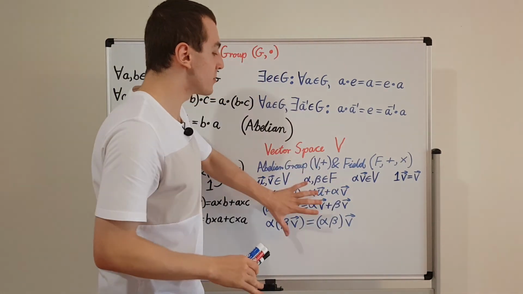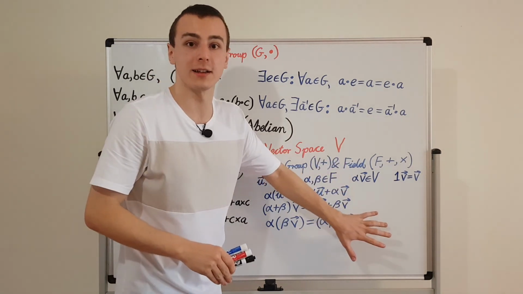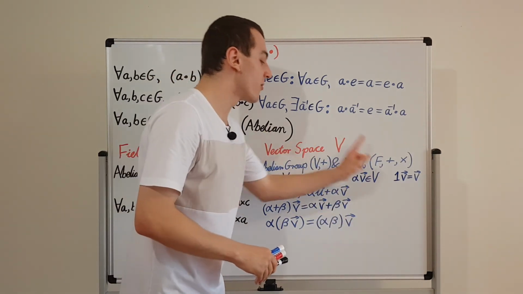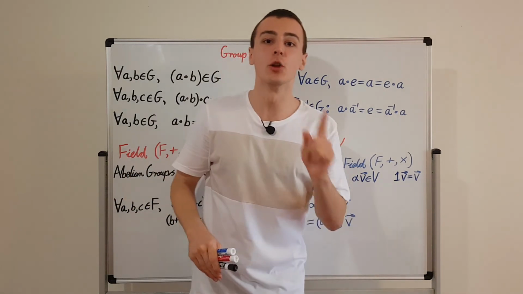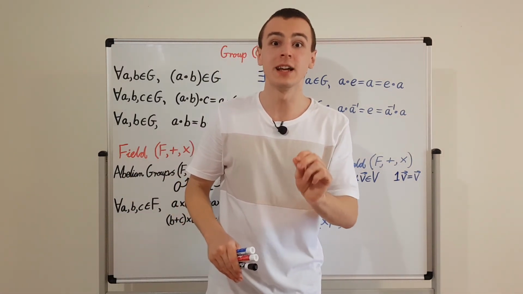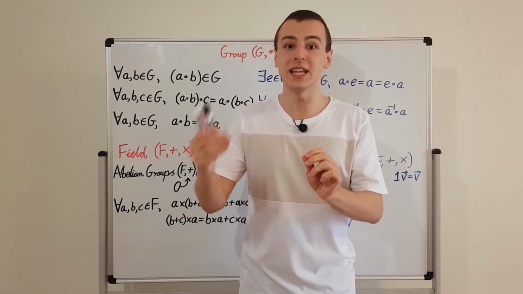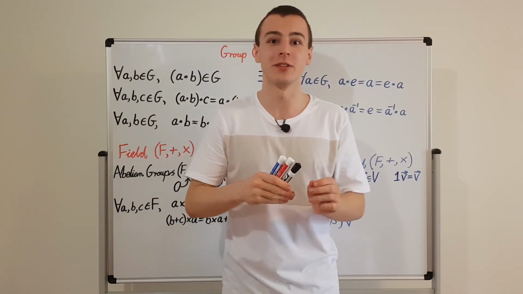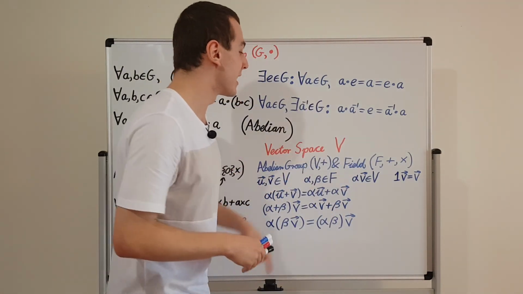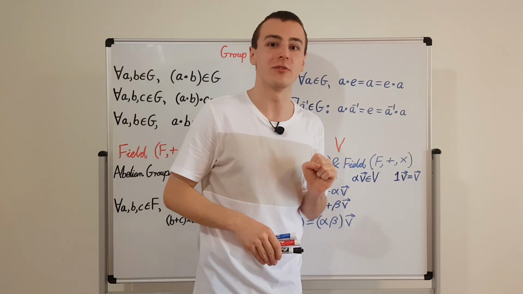This concept of a vector space is essential for quantum mechanics. And we'll be using the concept of a vector space to define a Hilbert space. And a Hilbert space is where the state vectors in quantum mechanics actually live. So the vectors live in the vector space, and we'll be talking about that in later videos.